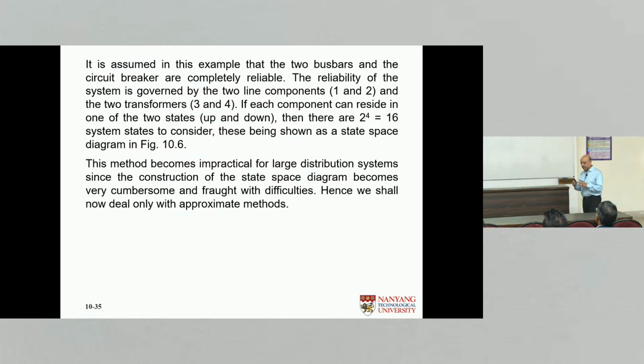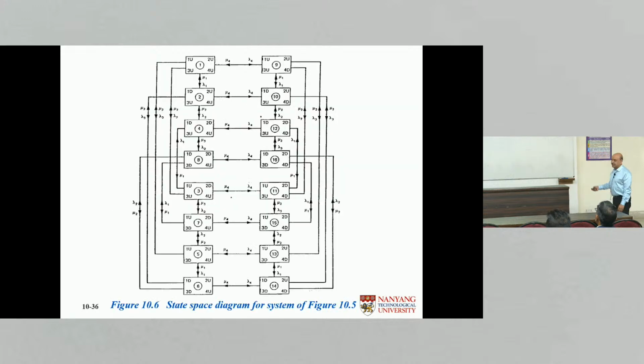So if each one of these components can exist in 2 states, up or down, then how many states will I have? For one component, it is 2 to the power 1. For 2 components, 2 to the power 2. For 4 components, 2 to the power 4. 16 states. So you see those 16 states in this lovely diagram. Can you identify state number 16? Here, 1 down, 2 down, 3 down, 4 down. State number 16. State number 1, 1 up, 2 up, 3 up, 4 up, right?